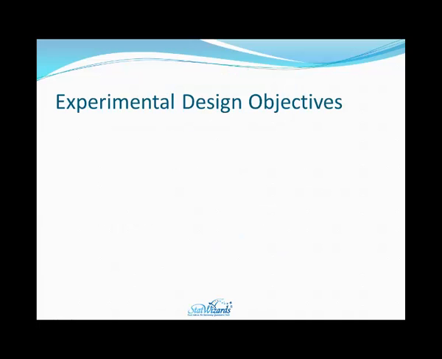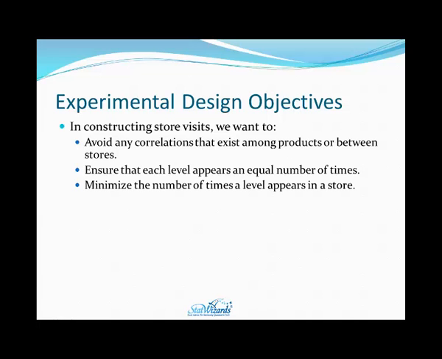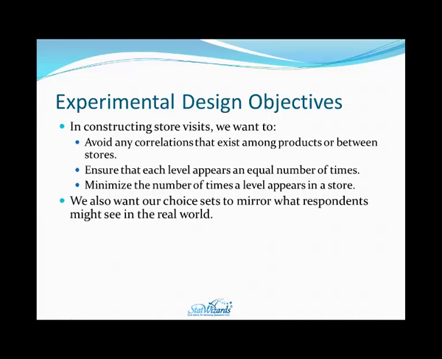What does an experimental design try to do? It tries to satisfy a number of objectives. In constructing store visits, we want to avoid any correlations that exist among products or between stores. We've already talked about this. Ensure that each level appears an equal number of times so the appearances are balanced throughout the design, and minimize the number of times a level appears in a given store.